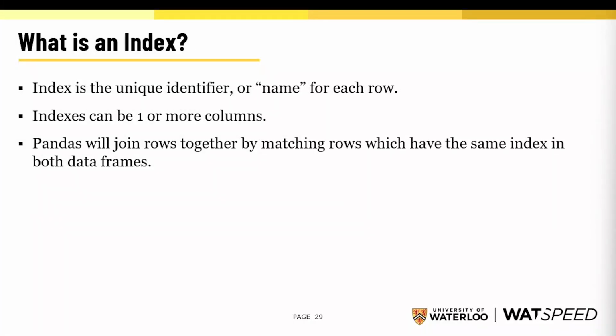And indexes, as I mentioned, are the unique identifier or the name for each row. Indexes can be made up of one or more columns. When pandas joins rows together in two data frames, it will match rows which have the same index in both data frames.